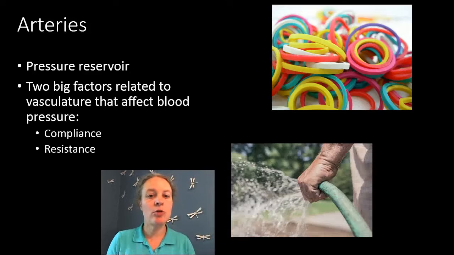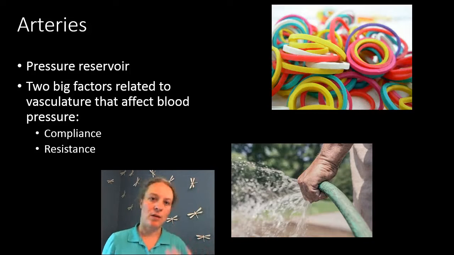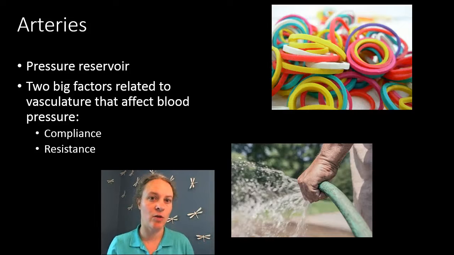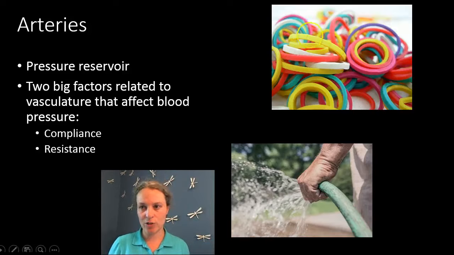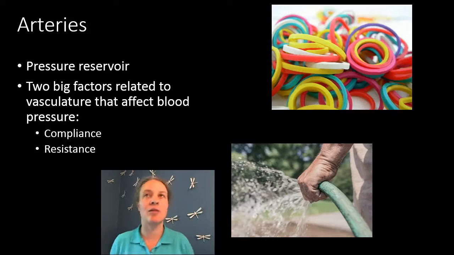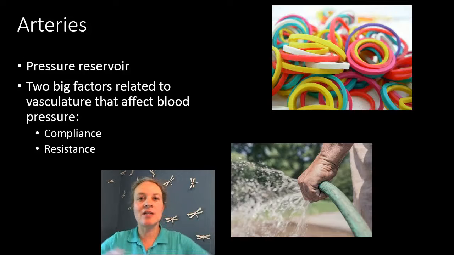Now, there are two big factors when it comes to the blood vessels that affect blood pressure. There's actually a bunch of other things like hormones and so on and so forth. But there's two big blood vessel related things we need to know about. One of them is this concept of compliance, and that is what we were just talking about with the rubber band. When a blood vessel expands under pressure, that's called compliance. It's a compliant blood vessel. So it's easy to stretch, and then it comes back to center.